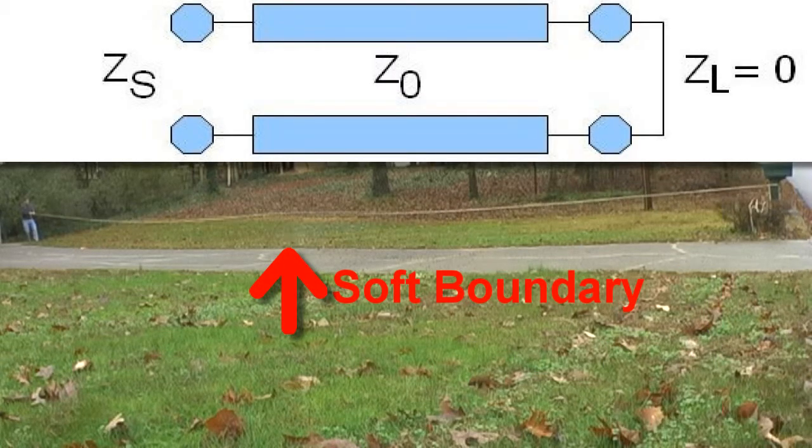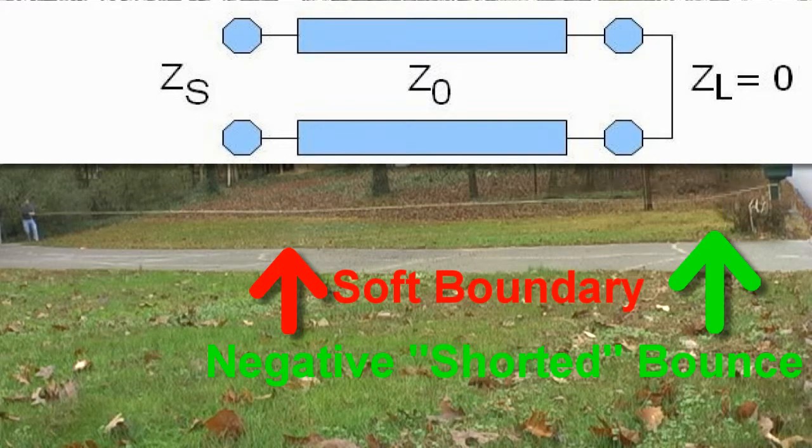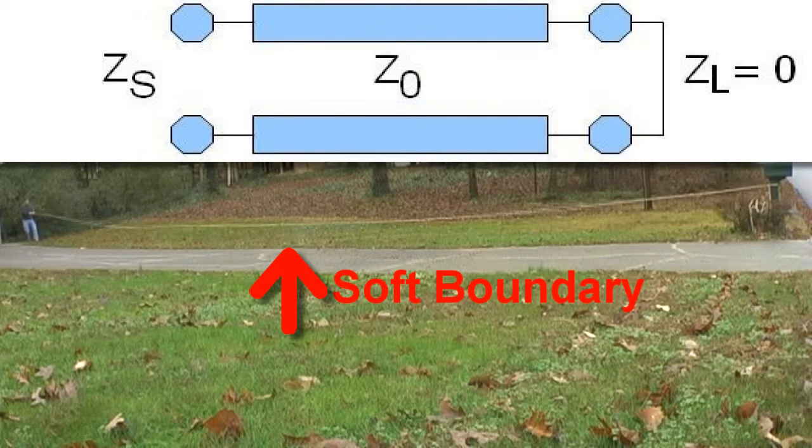The waves will keep bouncing back and forth, slowly losing energy due to friction. Again, a positive reflection when we go from low speed to high speed, and a negative reflection when we hit the fixed point, or the short. In electronics, any DC voltage is a fixed point and acts as a short for waves.